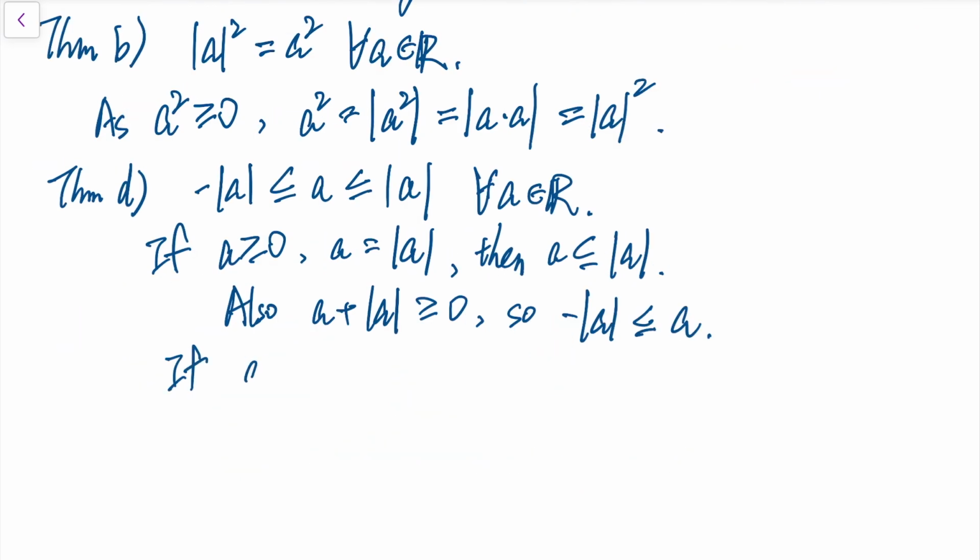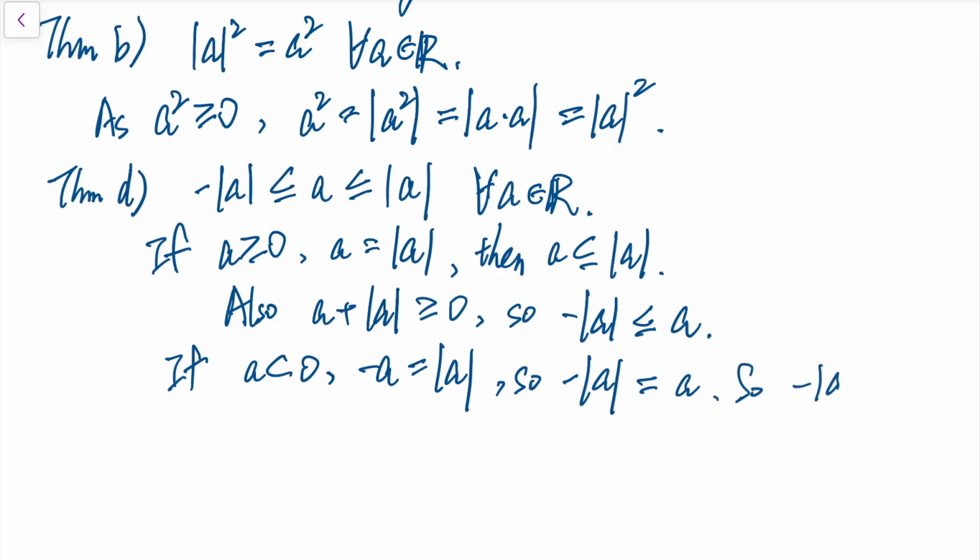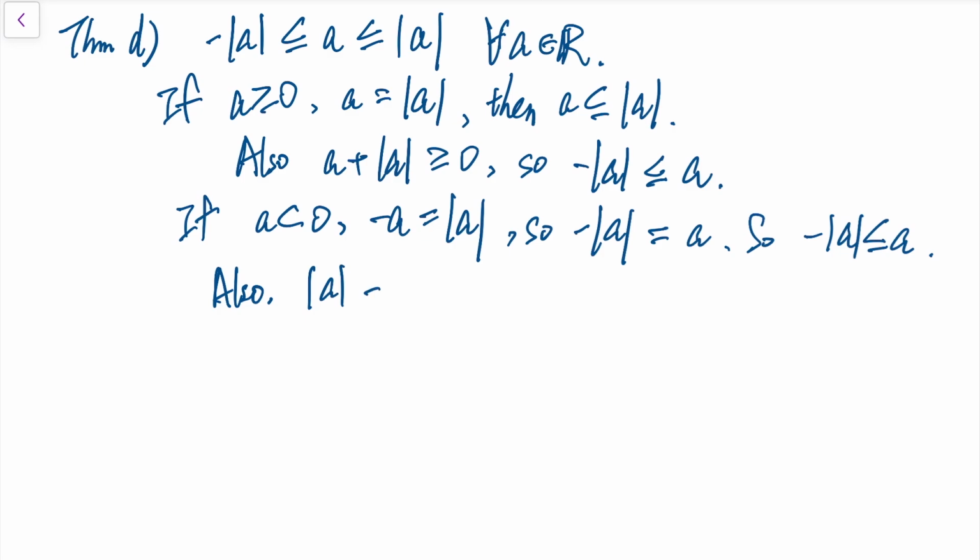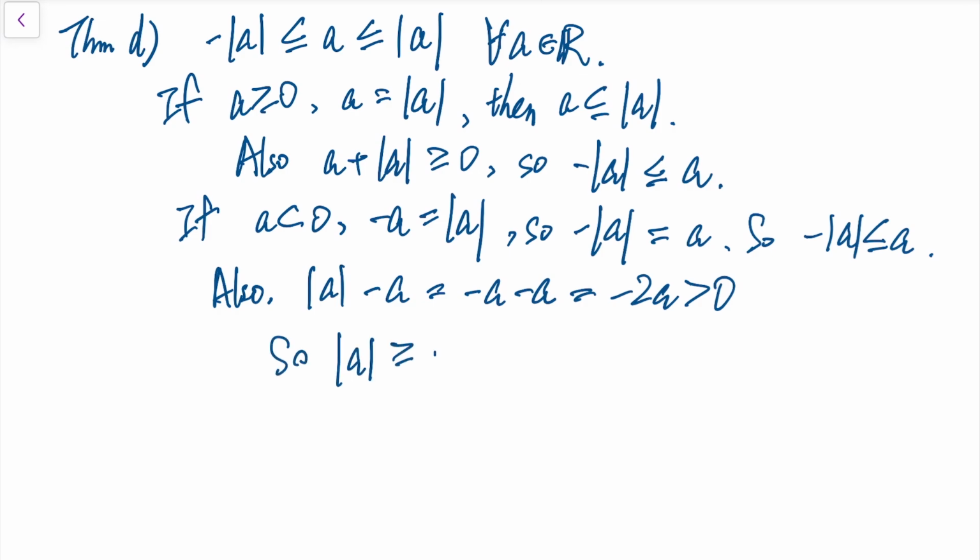If A is less than 0, negative A is equal to the absolute value of A. So negative of the absolute value of A is equal to A. So negative of the absolute value of A is smaller than or equal to A. Also, the absolute value of A minus A is equal to minus A minus A, which is negative 2A, which is greater than 0. So the absolute value of A is greater than or equal to A.